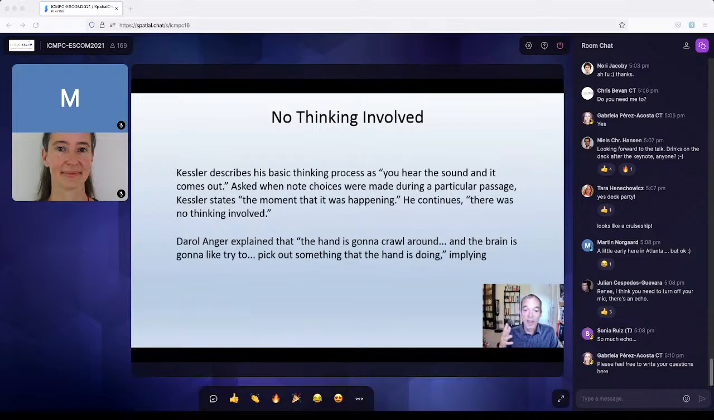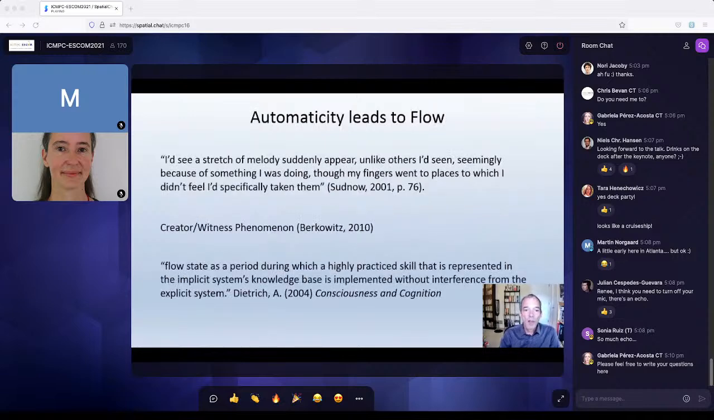Darrell Anger, a jazz violinist, says something slightly different, but in the same vein, where he says, I'm kind of watching my hand crawl around the violin, and it's like the brain picks up on something I'm doing. But what's interesting here is it implies that it may have already happened. And these accounts align very well with this idea of automaticity that has been pointed out before.